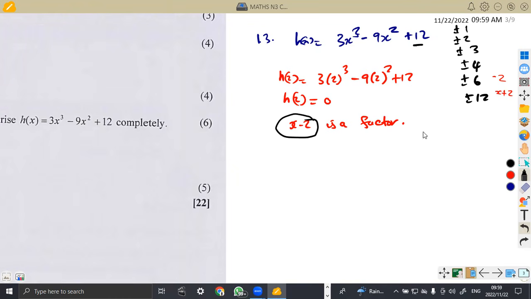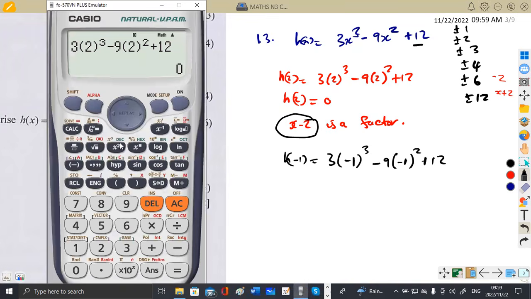We can try some numbers in this case, like -1. Let's see, maybe someone tried -1. Let's see. 3 into -1 cubed minus 9 into -1 squared plus 12. Let's see what we're going to have. So you try anything that can give you a 0. That one is the one that you're going to work with. So these ones might differ, but the answers are going to be the same. So do not worry, the answers will be the same.